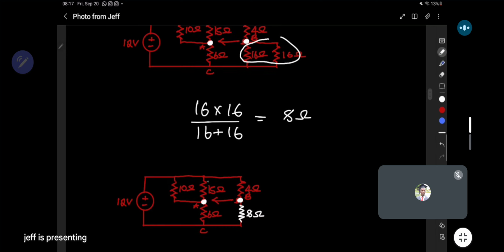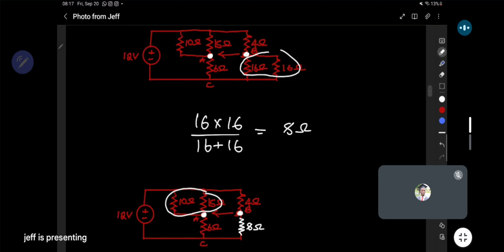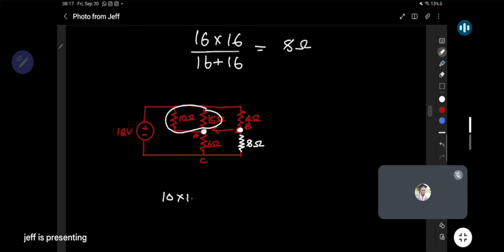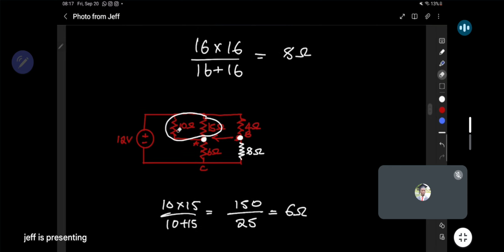After that is done, we also see that these two are also in parallel, and their parallel combination gets to join at the node A. So with that in mind, we can combine them. For those, we have 10 times 15 over 10 plus 15. So this will be 150 divided by 25. So here we get 6 ohms. So we now see that these two can be combined, and in place of those, we just end up with a 6 ohm resistor.